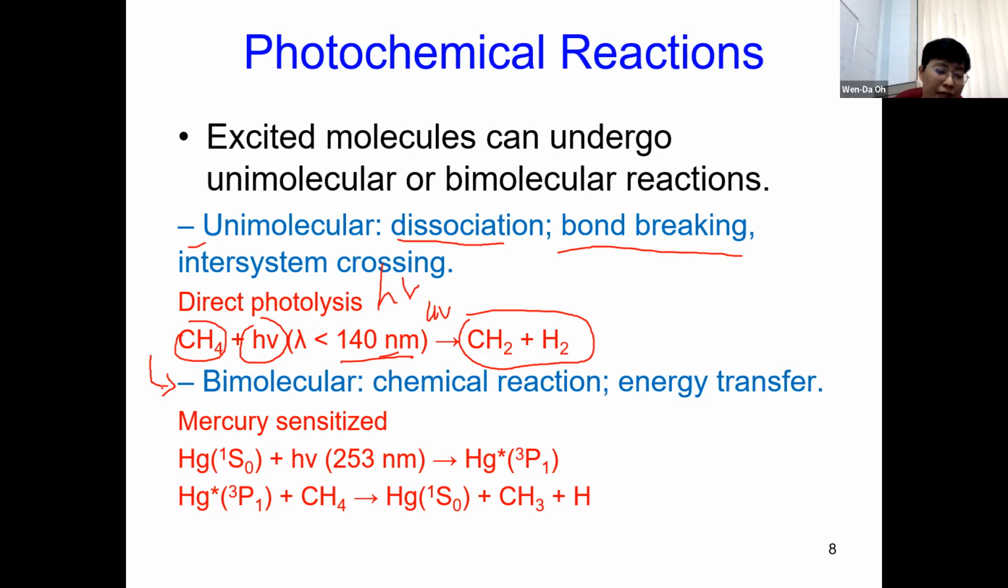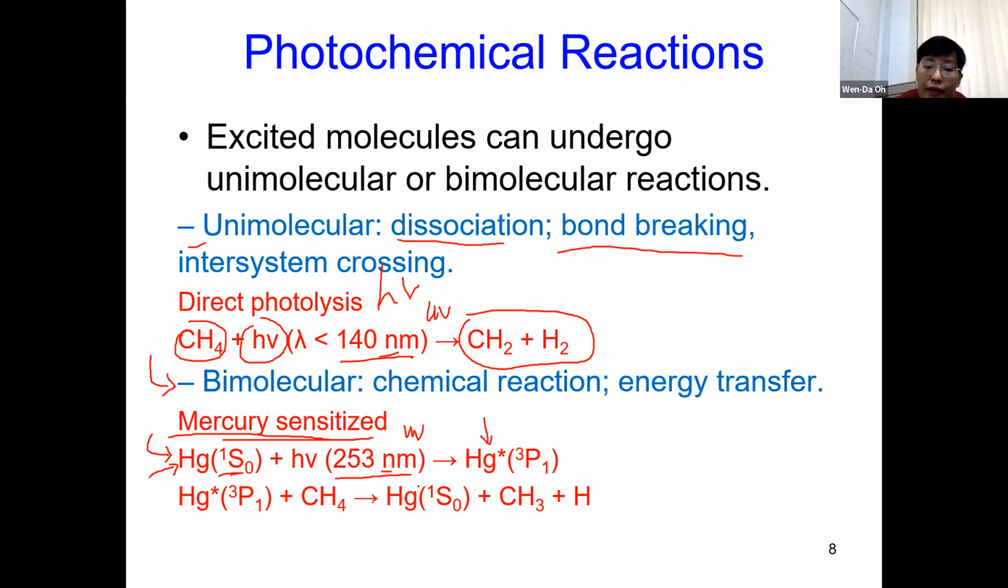An example would be mercury sensitization, whereby you have initially mercury in the 1S0 state. This refers to the electrons in the s orbital. When this mercury is excited, you add certain radiation at 253 nanometers, which is also in the UV, and you'll see that the electron can be promoted, and then you have the excited mercury.